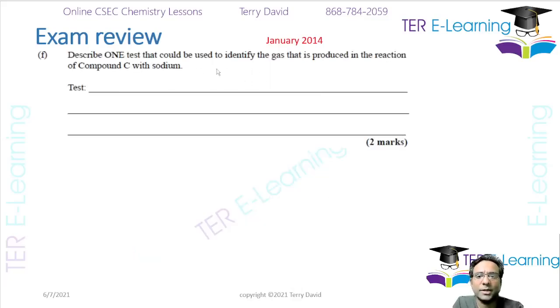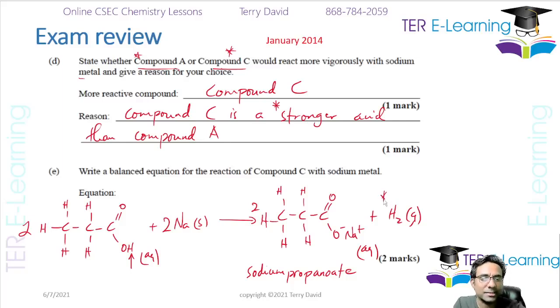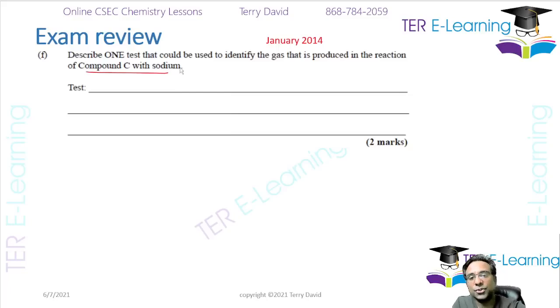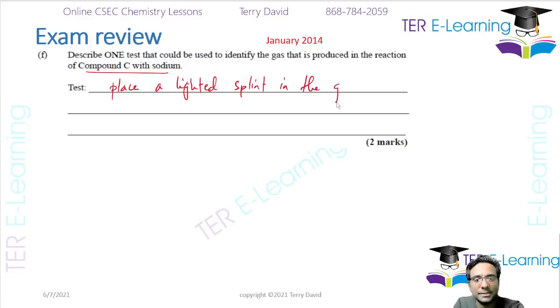And they said, describe one test that can be used to identify the gas that is produced when compound C reacts with sodium. So if you go back to this equation, this is my gas. I'm producing hydrogen gas. So when it comes to a test, what we do, we place a lighted splint in the gas. Now, one of the things that CSEC complains about is that students know what the test is, but they don't explain what's supposed to happen. So this is my test.